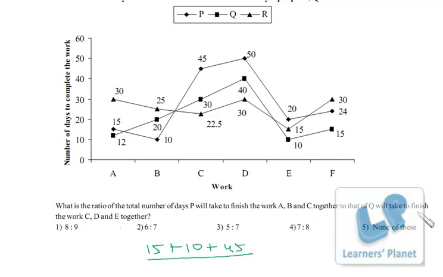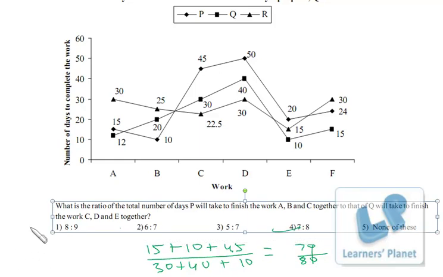Now Q will take to finish the work C, D and E. So Q is square shape. It will take 30 days to finish the work C, then 40 days to finish the work D, and then 10 days to finish the work E, right? So that will give us the ratio. 45, 15, 60 and 10, 70. 70 and 10, 80. So 7:8 is the ratio. Okay, pretty simple.